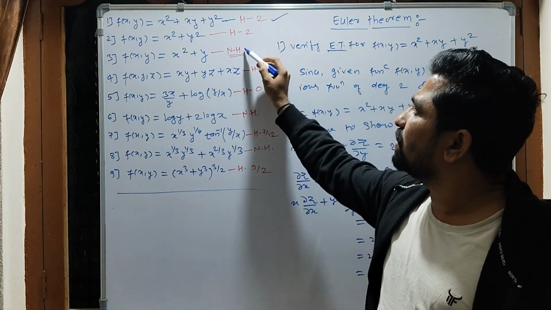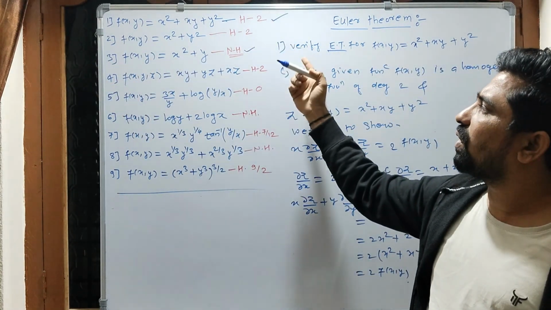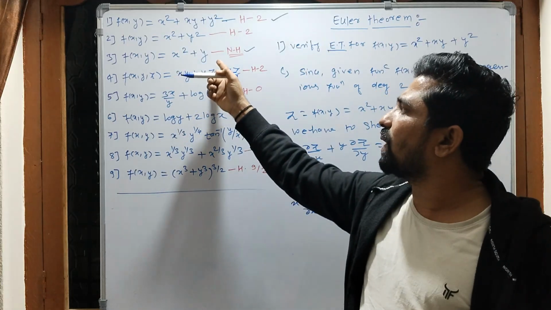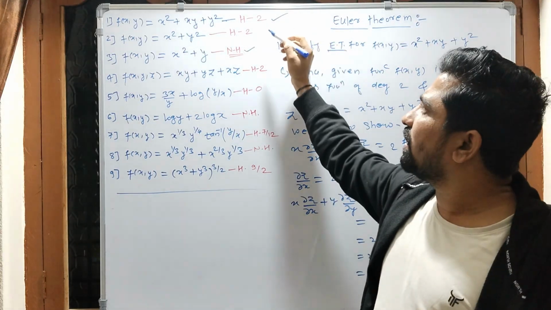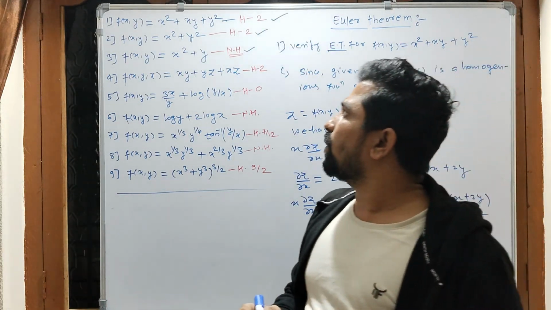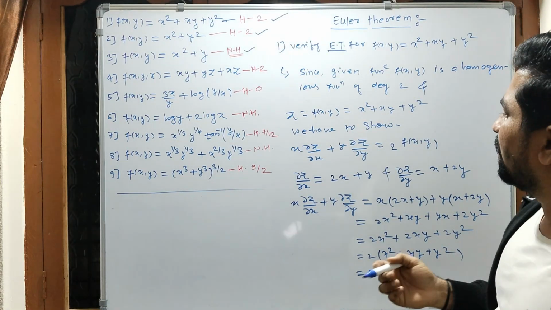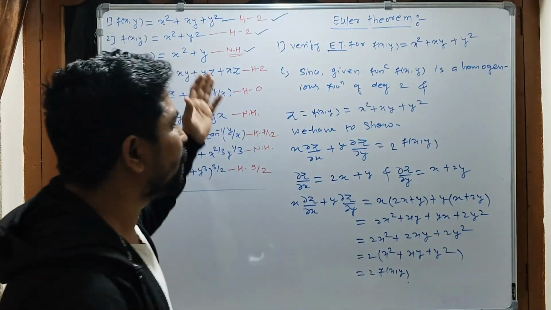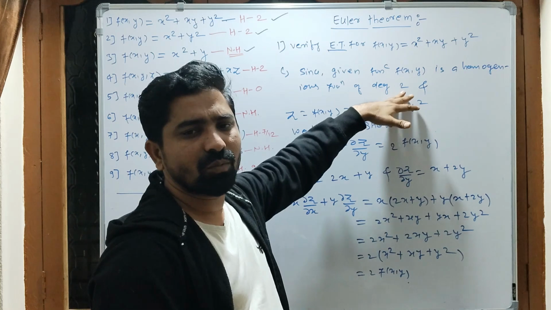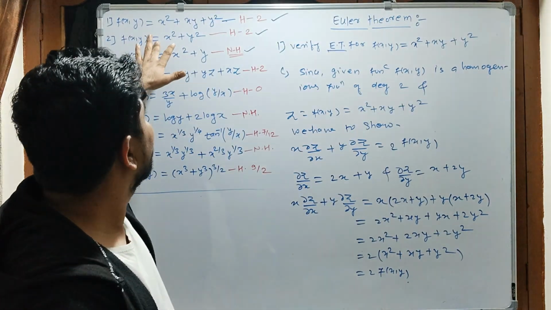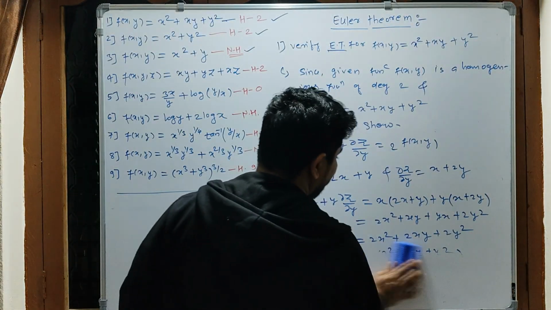If they ask to check whether the given function satisfies the Euler theorem or not, you can write: the given function is x square plus xy, which is non-homogeneous, so the Euler theorem is not applicable for this function. But the second function f of x comma y equal to x square plus y square is a homogeneous function of degree 2, so we can apply the Euler theorem. After that we have to check whether the given statement of the Euler theorem is satisfied by the function f of x comma y equal to x square plus y square or not.